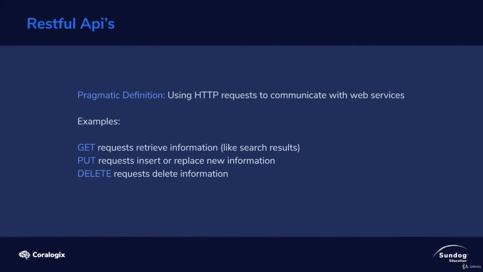So with that, let's talk about RESTful APIs now that we understand HTTP requests. The really pragmatic, practical definition of a RESTful API is simply that you're using HTTP requests to communicate with your web service of some sort. So because we're communicating with Elasticsearch using HTTP requests and responses, that means that we're basically using a RESTful API. Now there's more to it than that, we'll get to that, but at a very simple level, that's all it means. It sounds fancy, but that's really it.